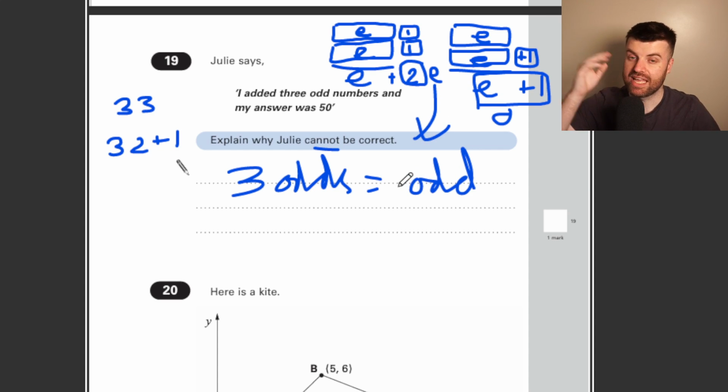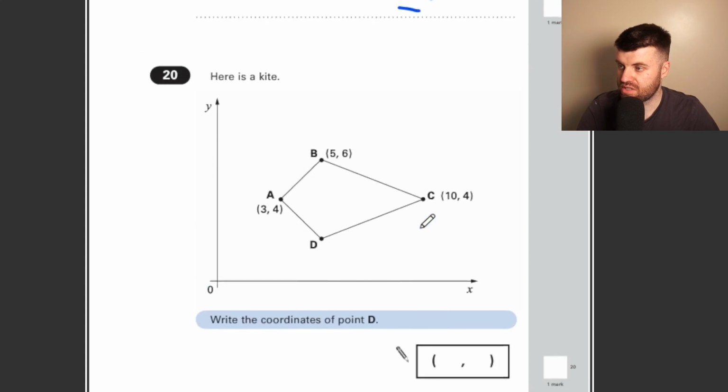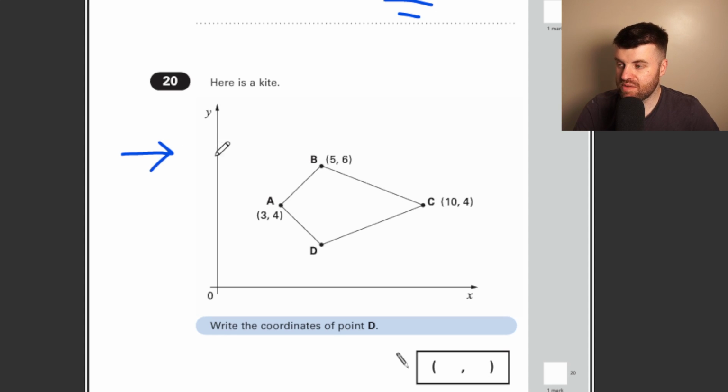That's what you need to say. Three odds will always make an odd, because two odds make an even. If you add an odd number to an even number, you're going to end up with an odd number. That is proof that three odd numbers always end up with an odd answer. This comes up all the time too.